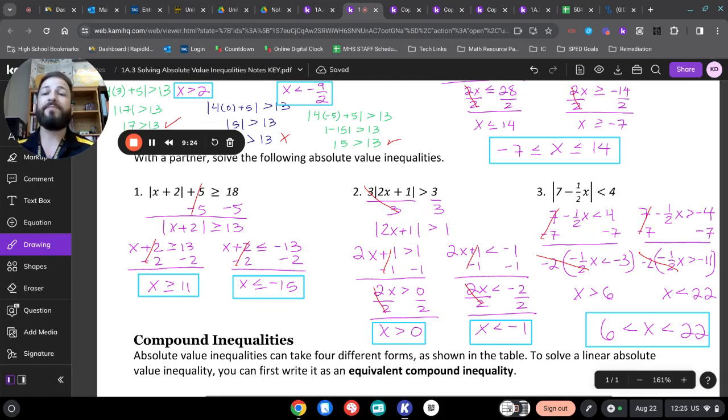All right, y'all, that is absolute value inequalities in a nutshell. They're pretty similar to absolute value equations, just obviously those extra rules around inequality signs.